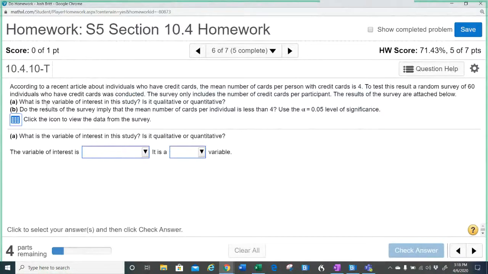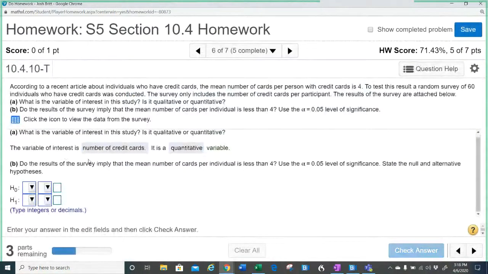Okay, and so what is the variable of interest in the study? Well, that's the number of credit cards, not the type or the number of people or credit score. And that number of credit cards is a quantitative variable. It's going all the way back to the beginning.